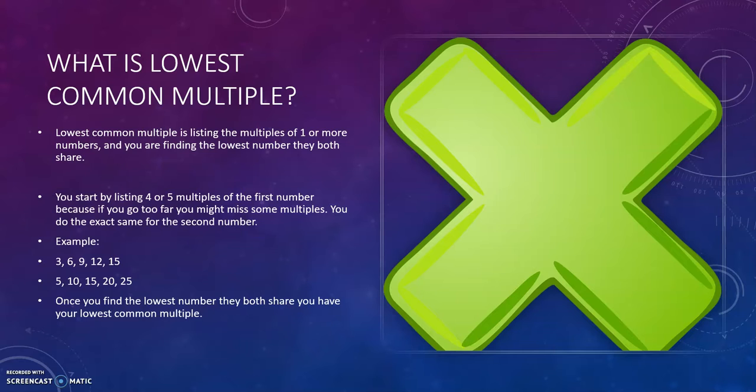You start by listing 4 or 5 multiples of the first number, because if you go too far you might miss some multiples. You do the exact same thing for the second number. Example: 3, 6, 9, 12, 15. 5, 10, 15, 20, 25. What's the first number they both share? If you think it's 15, you're correct.